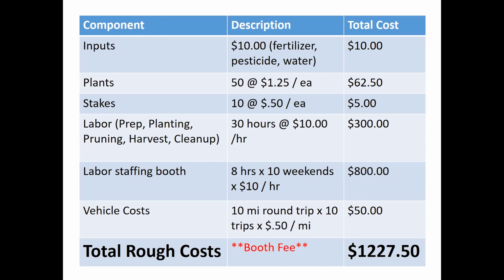So overall, totaling up each component of producing and selling, I'm just going to say tomatoes in general. I feel like it's a fairly easy one to go off of, but your total rough cost is going to be $1,227.50. And your components, you've got your inputs, your plants, stakes, the labor for staffing your booth, which as an economist, in our minds, that's something you always include because you want to pay yourself. But sometimes people don't always include that. But in this example, we will include the labor for staffing your booth at these markets.